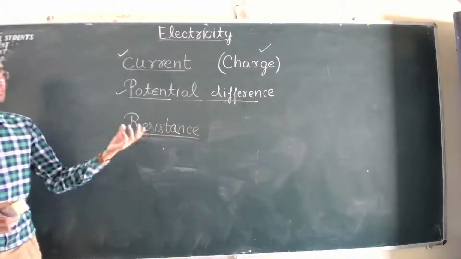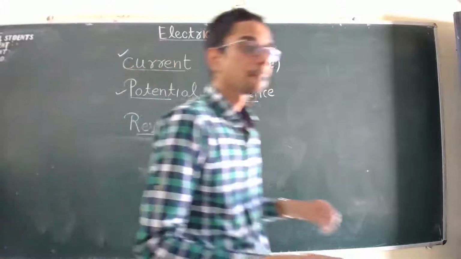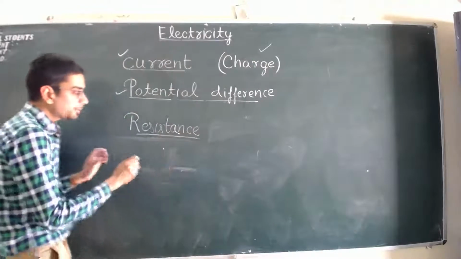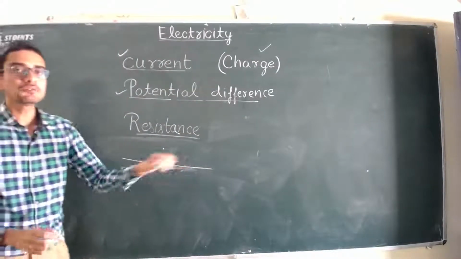Resistance, कोई चीज जो किसी चीज को रोके, resistance. So resistance is the obstruction to flow of current. For example, this is a conductor. Simple wire, इसमें से current easily flow कर रहा है.